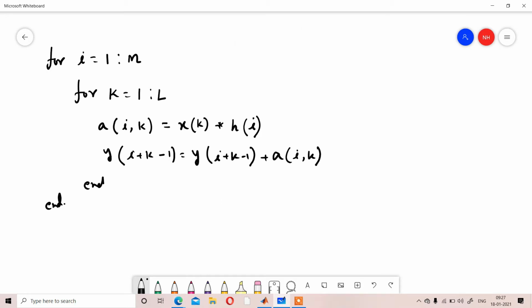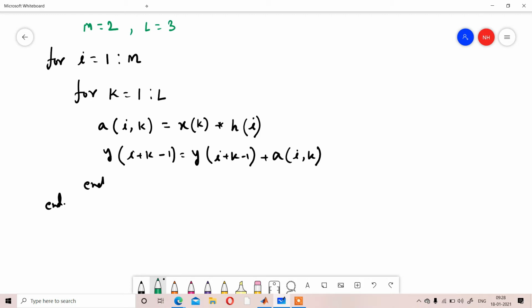Okay, now you need to understand what that is. To make it simple, I am considering the m value as 2. M means length of h. Length of h is 2, and L value as 3, meaning length of x is 3. So whatever sequence I am considering, xn is of length 3 and hn is of length 2.